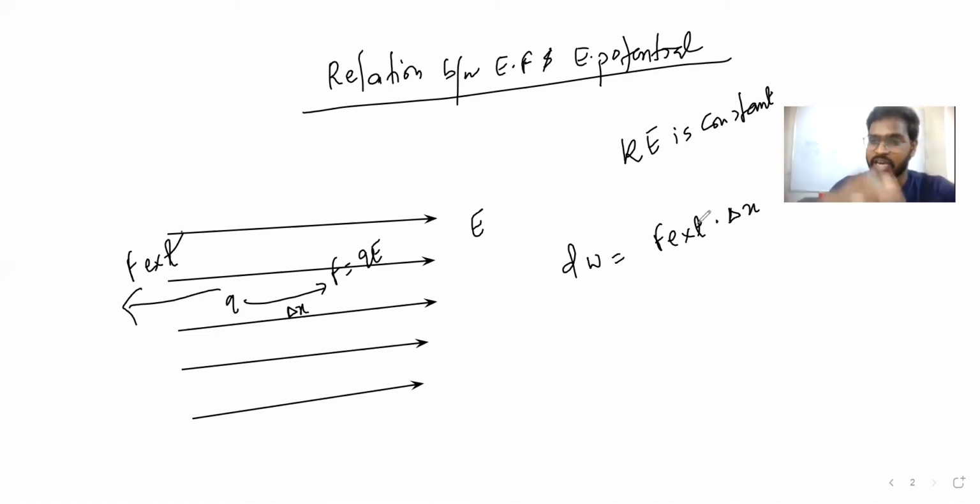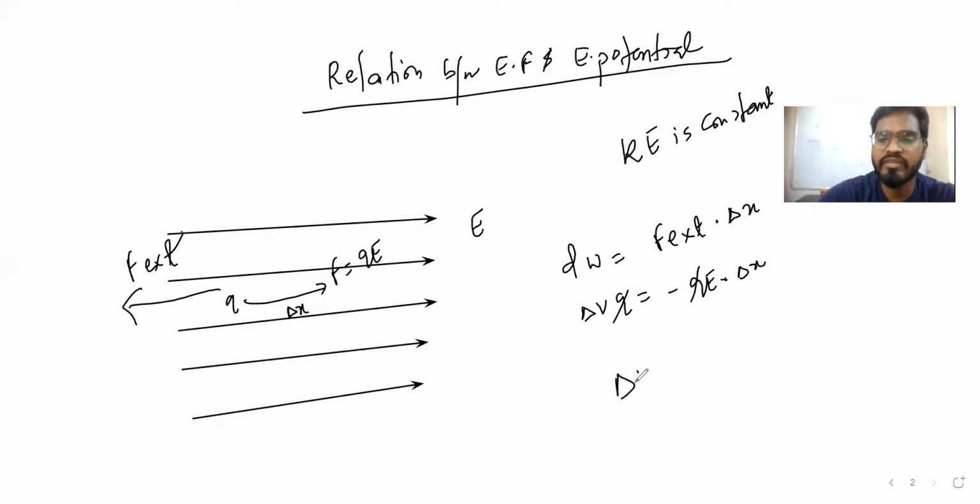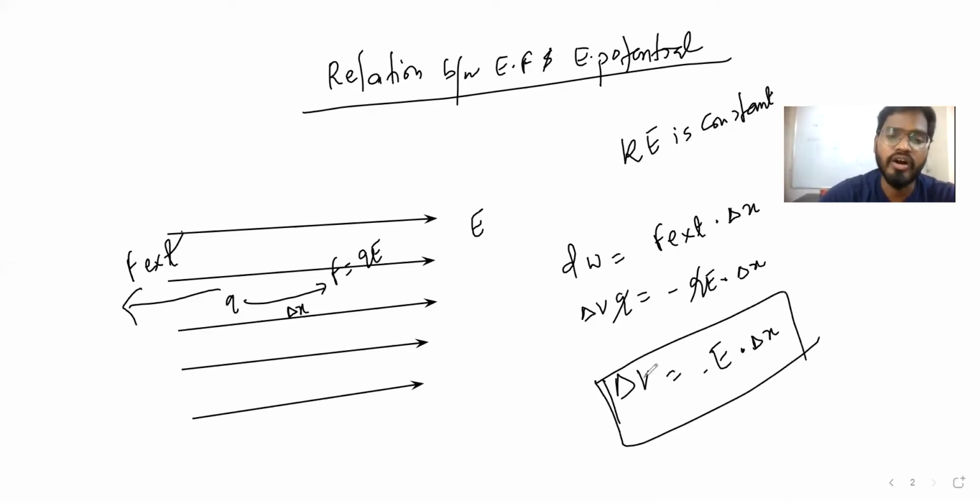Acha. If QE is in this direction and external force is in this direction, opposite of that, right? So we can say minus of QE dot delta x is equal to what? dW. dW, what we can say? dW into what? Q. Q cancels out. So delta V is equal to minus of E dot delta x. Easy. Acha, mod of that, right?